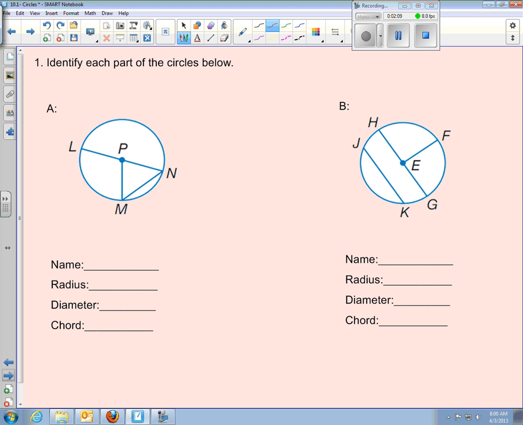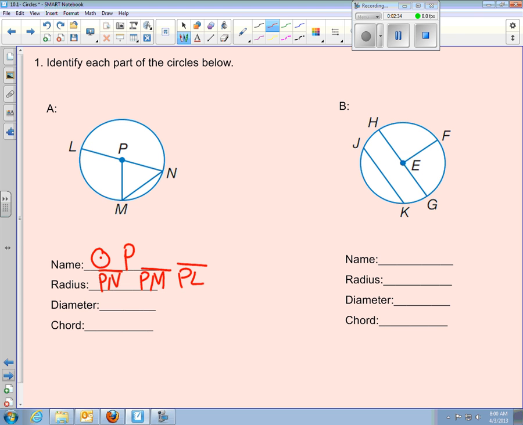All right, so identify each part on the circles below. So name, remember we name it by a circle with a dot, and then that center point. So circle P. And name a radius. I'm going to give you all the radii that are here. You only have to give one. So PN, don't forget the segment bar, PM, and PL.